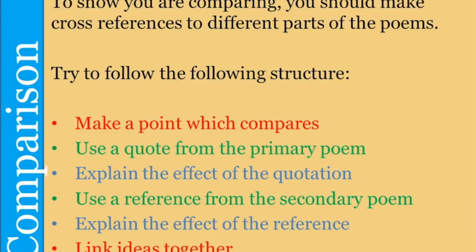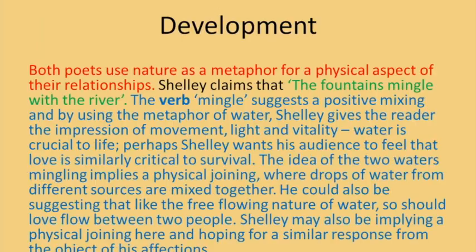So to show you're comparing, you should make cross-references to different parts of the poems. Try to follow the following structure. Your teachers may have something different. Go with what you're comfortable with. Make a point which compares. Use a quote from the primary poem, that's the named one. Explain the effect of the quotation. Analyze, evaluate. Then you use a reference from the secondary poem, that's the one you've chosen. Do the same. Explain the effect and link the ideas. Show how they're similar or different.